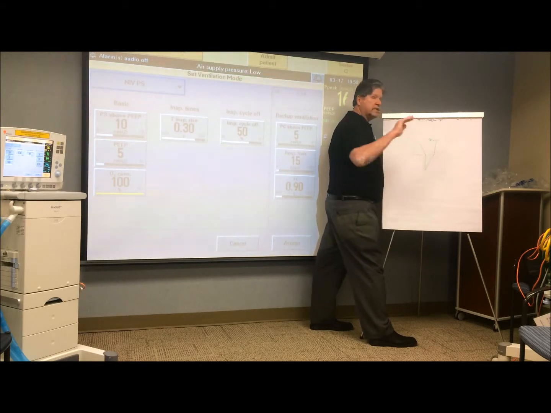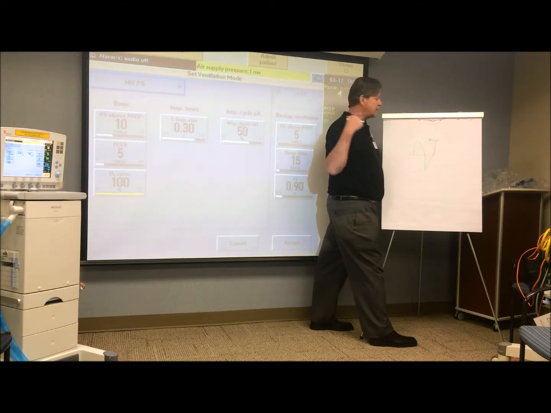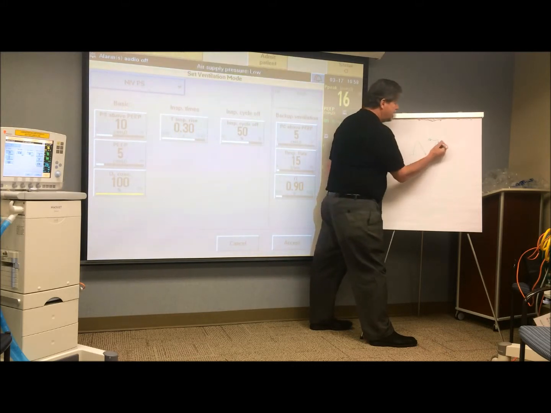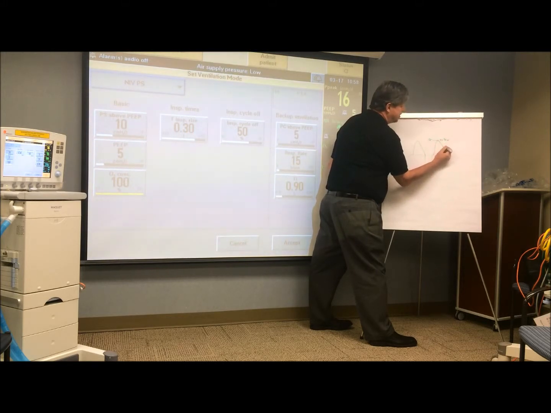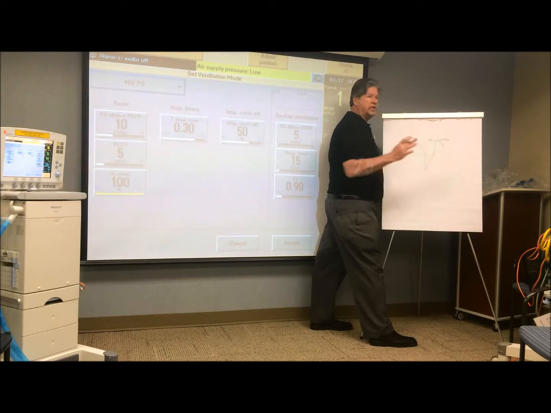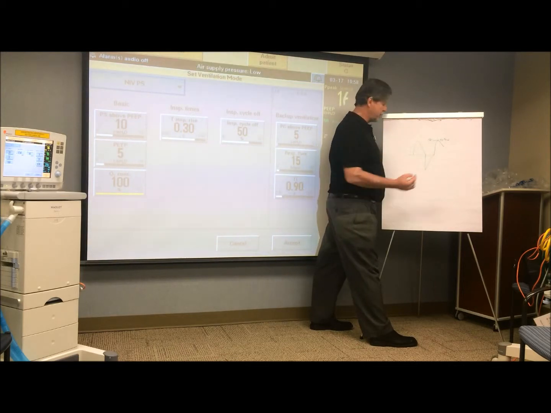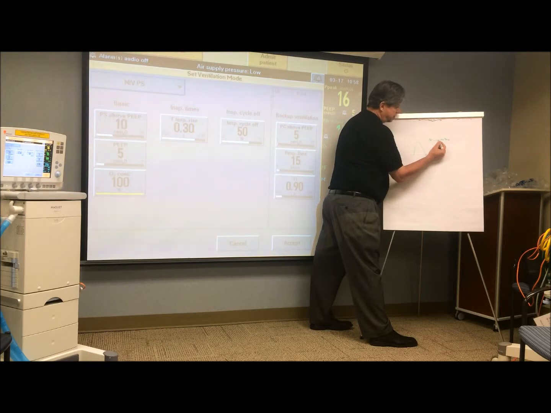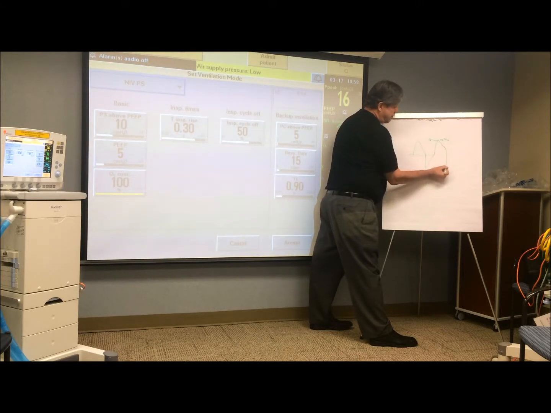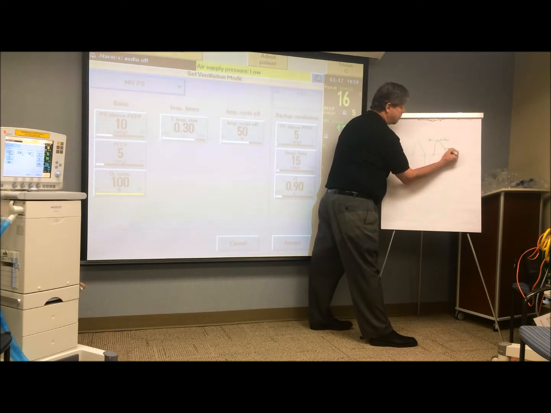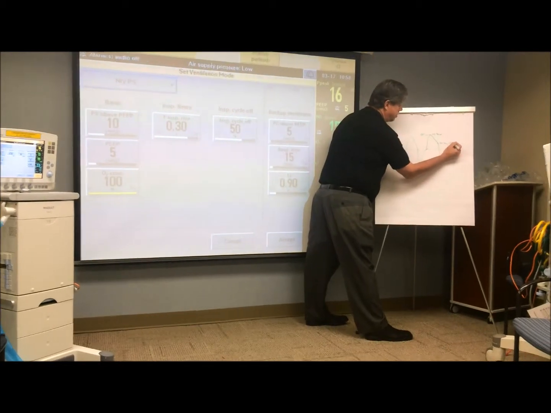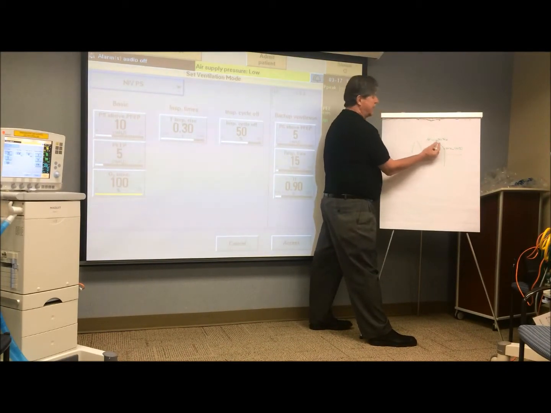Because they told me to cycle off when the inspiratory flow gets to be 50% of whatever the peak flow was, let's say the peak flow was 50 liters per minute. When the flow diminishes to 50% of that, which is 25 liters per minute, the ventilator then goes to exhalation. So this point here, 25 liters per minute, is 50% of the peak flow.